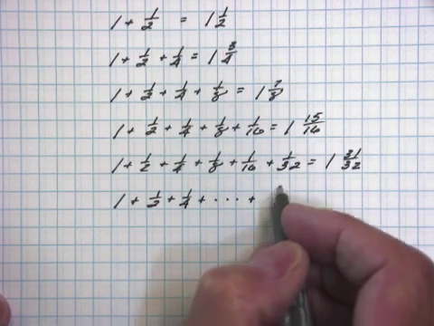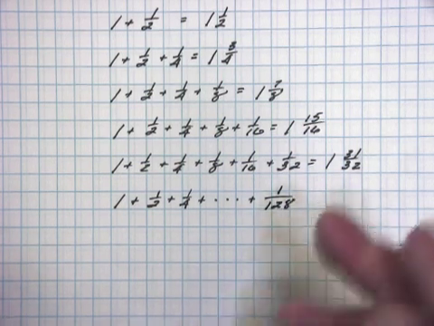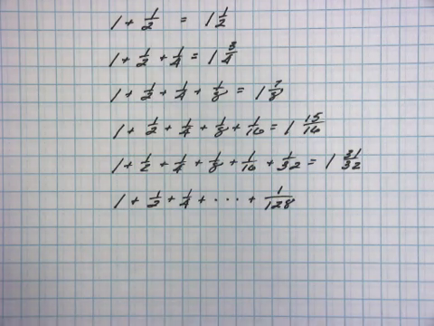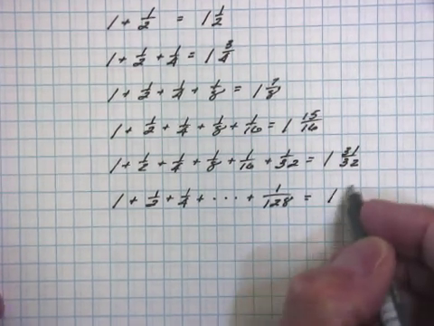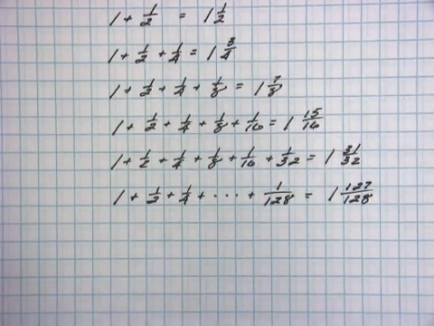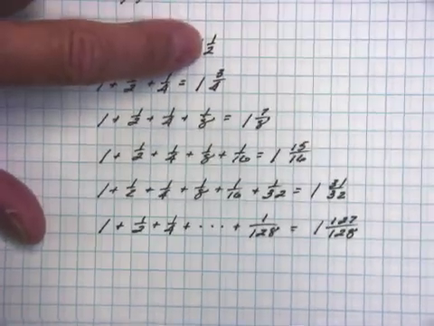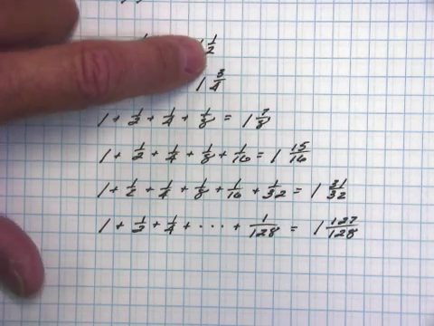Okay, let's do another one. I've got 1, my screen went blank again, 1 plus a half plus a fourth plus ... We'll just go like that to 1 over, let's do 128 this time. So I've got 1 plus a half plus a fourth plus an eighth plus a 16th plus a 32nd plus a 64th plus a 128th. What I did there is I skipped the 1 over 64. And I can see, I don't have to do the arithmetic because I see the pattern. This is 1 and 127 over 128.